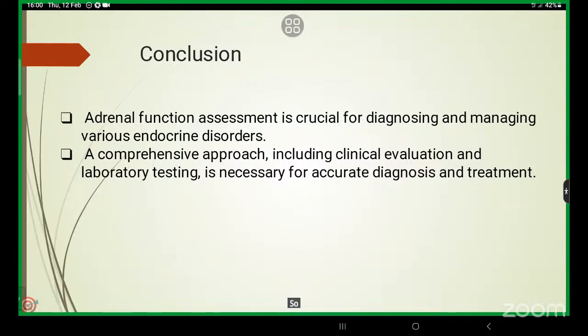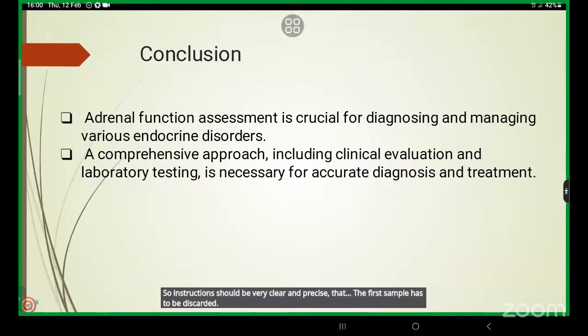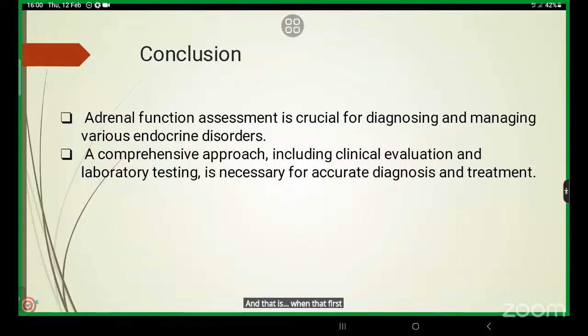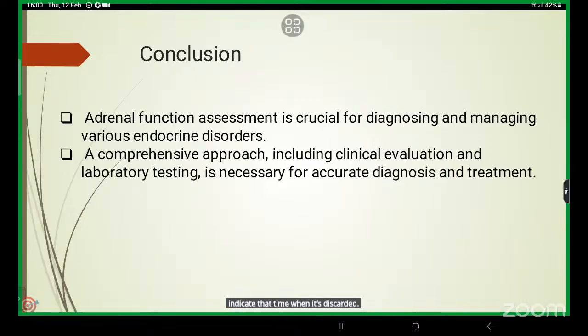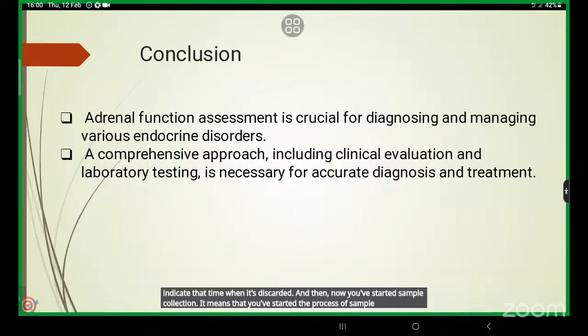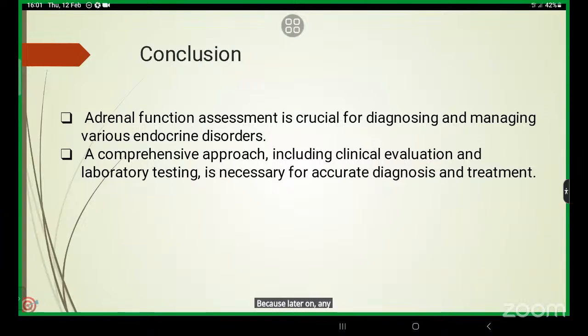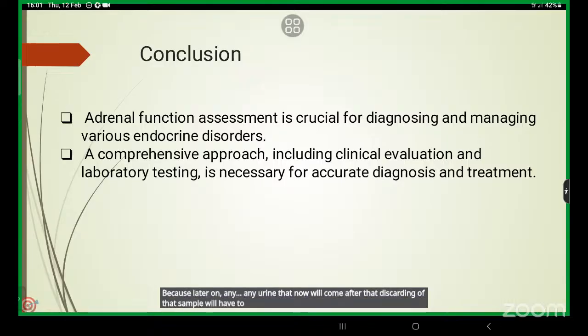Instructions should be very clear and precise that the first sample has to be discarded, and it should be a morning sample. When it's discarded, indicate the time when it's discarded. And then you've started the process of sample collection, because any urine that comes after the discarding of that sample will have to be put into that container for the next 24 hours. So yes, that is the time when that sample is discarded. That's the time that is recorded as the starting time. Thank you for that.